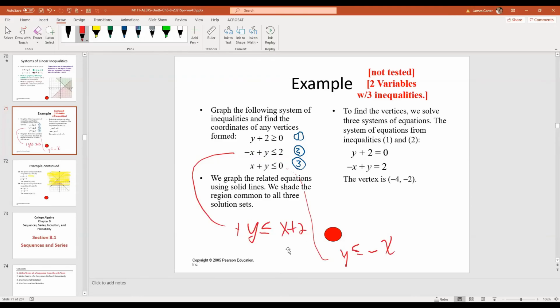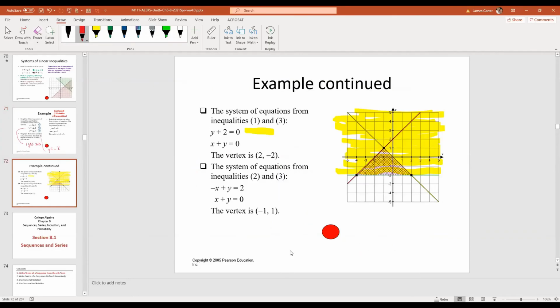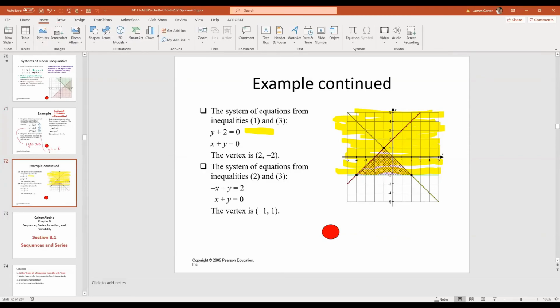So here are those three equations. In this case, here is the y equals negative x. And it says that it's everything less than. So that would be everything here, including the line.